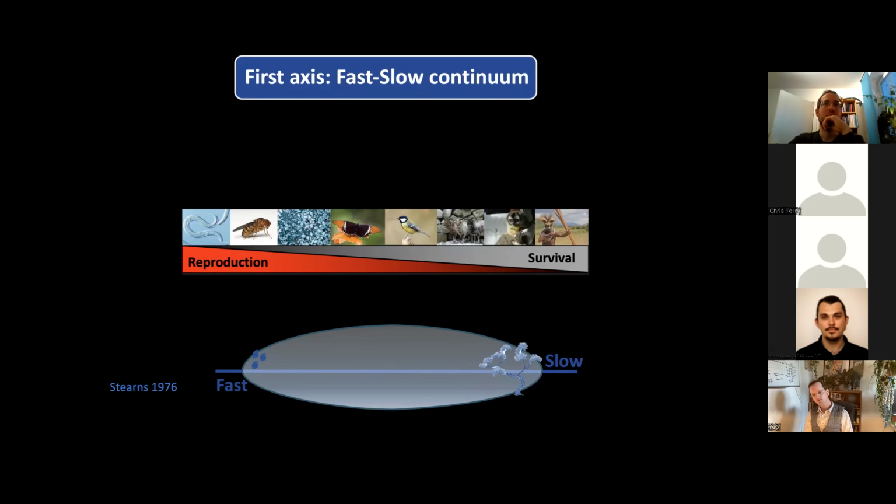Species on the right-hand side correspond to strategies so-called slow, and they are pretty much embodied by species that allocate their limited resources mostly into their own maintenance, therefore securing survival, and not so much into the production of the next generation, aka reproduction. So those are the two extremes, and Steve Stearns argued that anywhere in between, you'll have strategies that capitalize on this key trade-off between reproduction and survival.